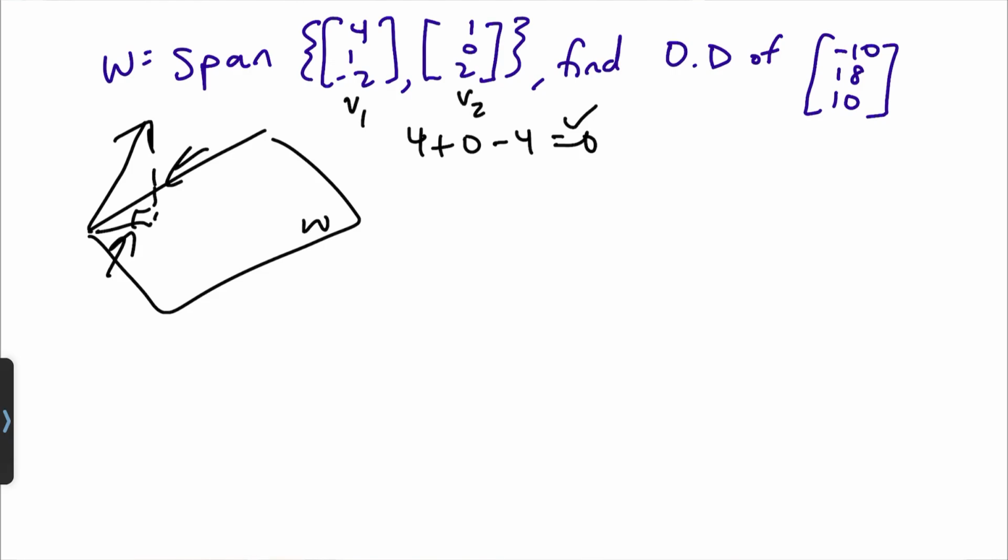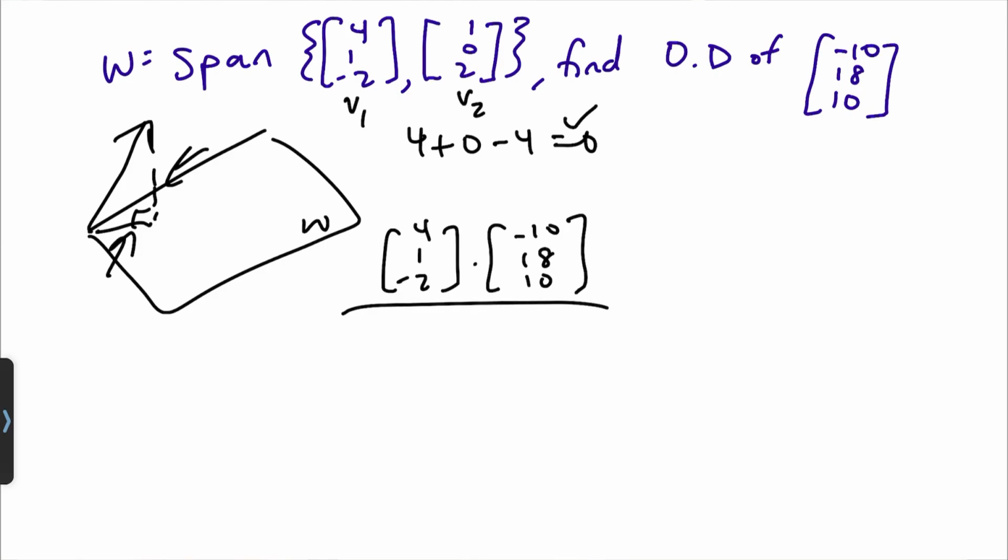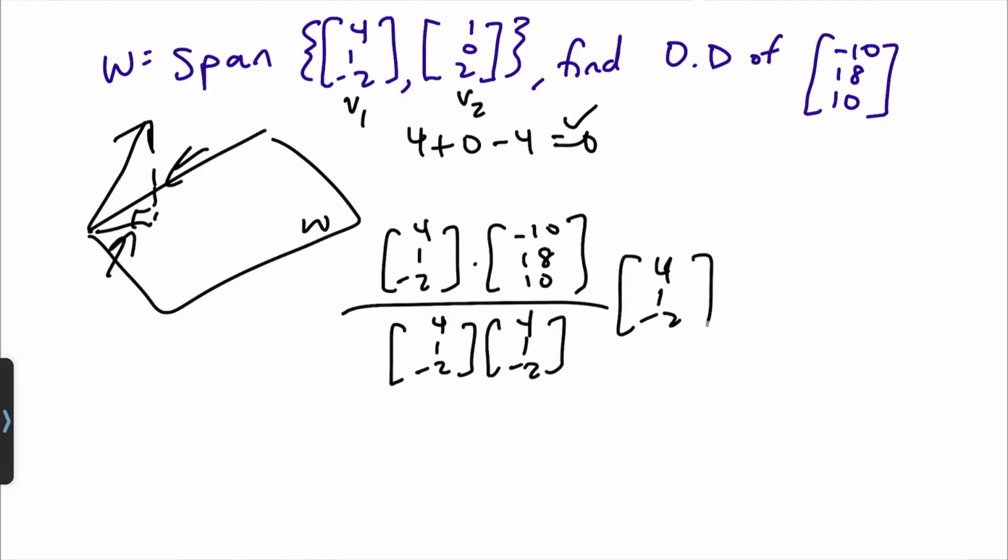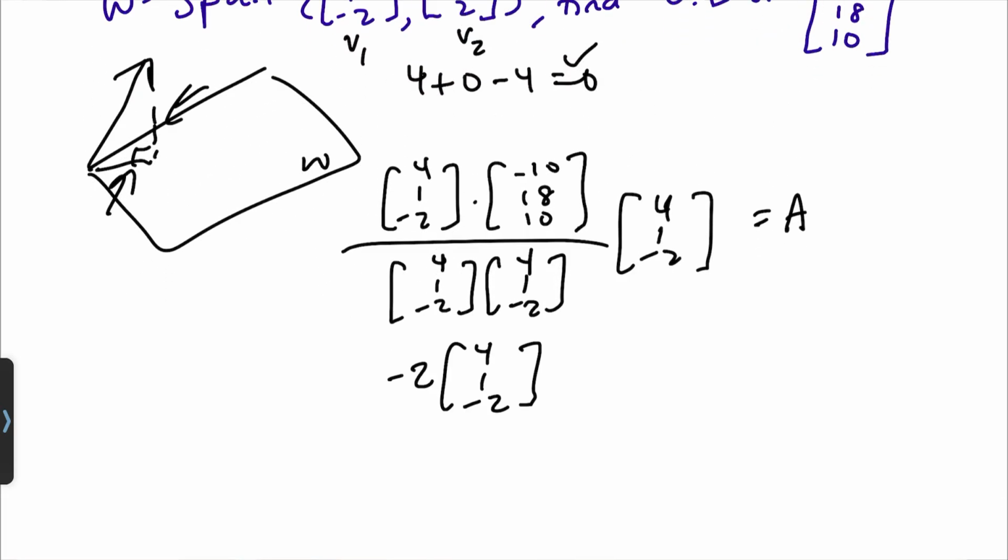Let's start with V1. So we're going to have 4, 1, negative 2. We're going to dot it with our vector here, negative 10, 18, 10. And then we're going to divide that by V1 dotted with itself, and then V1 again. Look how many times V1 is being used. And I'm actually going to call that A just to show work here. Skipping over the math, I'm going to get negative 2 for this whole thing, and that is going to be equal to A.